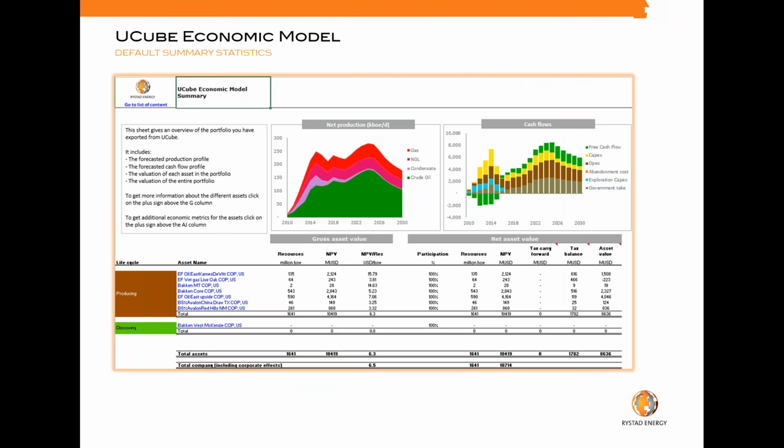So what your default page is going to look like is this summary page, which shows the aggregate net production and cash flow profiles at the top for the asset selections. Moving downward, we can see more specific information regarding life cycle and resources and different NPV metrics on an asset basis. So that's your default view.